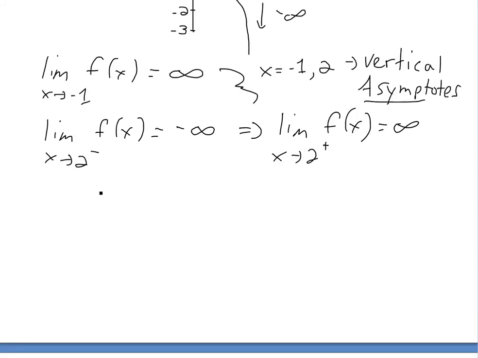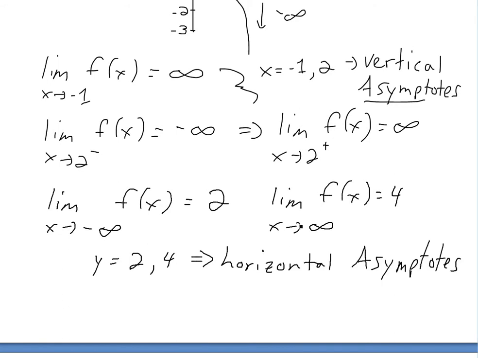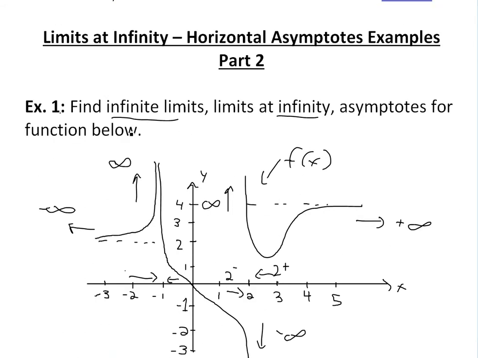So we could write these limits as limit as x approaches negative infinity of f of x is equal to 2. And then the other one, limit as x approaches positive infinity of f of x equals 4. So from this we know that y equals 2 and y equals 4, so these 2 lines, notice that it's y equals this, that's a horizontal line, and x equals these are vertical lines. So these are horizontal asymptotes right here. And basically we've answered the first example.